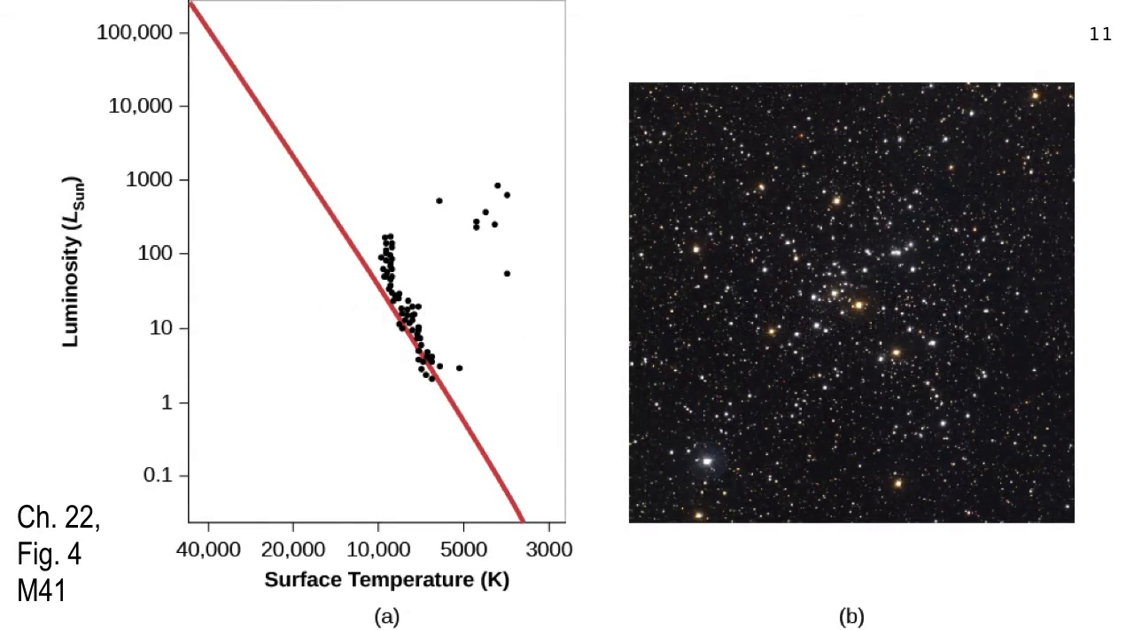Now, I want you to look at this diagram. This is figure 4 from chapter 22. So that clues you in that we're in chapter 22 concepts. On the right is an image of a star cluster. It's kind of an open cluster called M41. It looks like a fuzzy patch, a nebula on the sky, but it's actually a cluster.